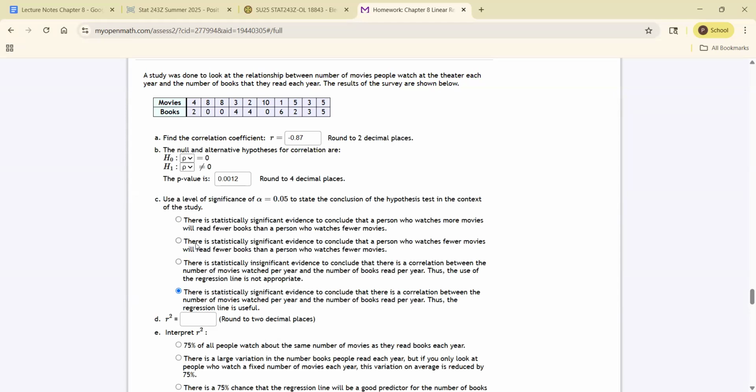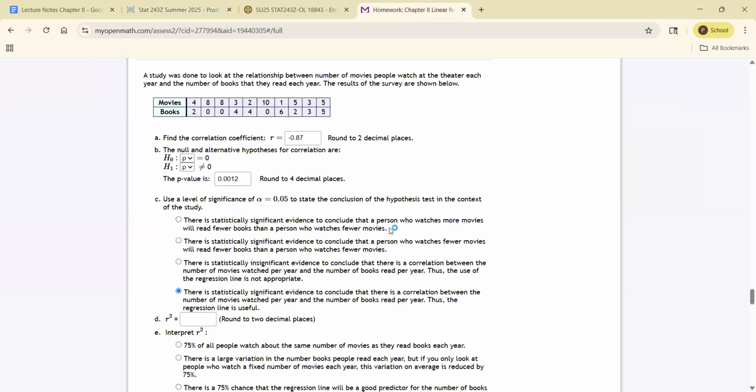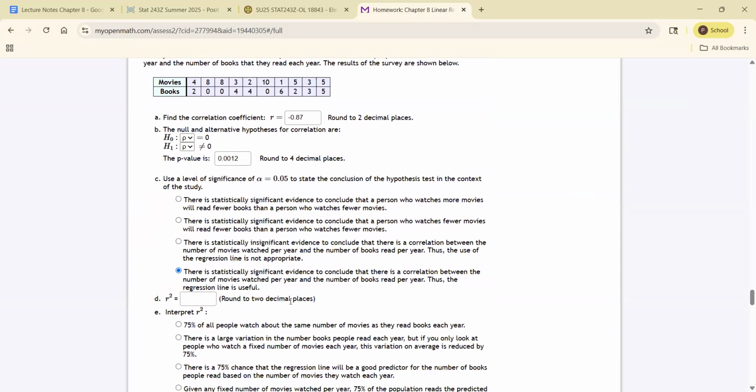We might want to conclude that a person who watches more movies will read fewer books than a person who watches fewer movies. That might generally be the right trend, but as we can see from our picture, that's not always the case. Here is someone who watched 5 movies and read 2 books. Here's someone who watched 5 movies and read 5 books. So the correlation coefficient does not guarantee that more movies equals fewer books. It means that there is a statistically significant trend between them.